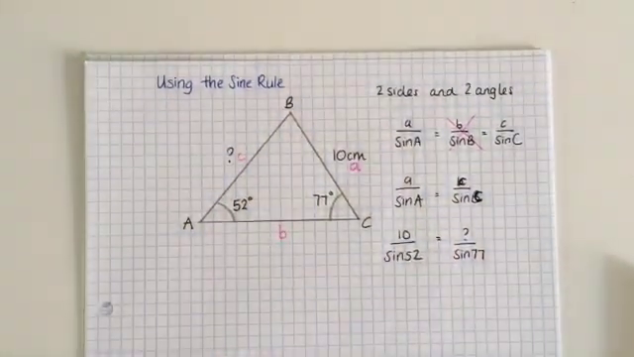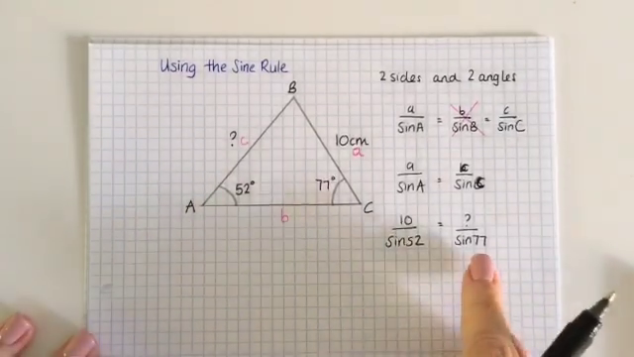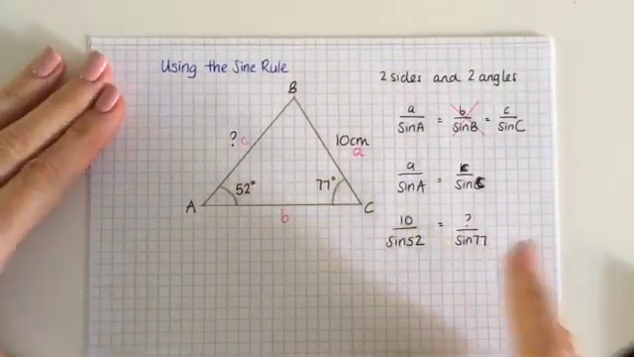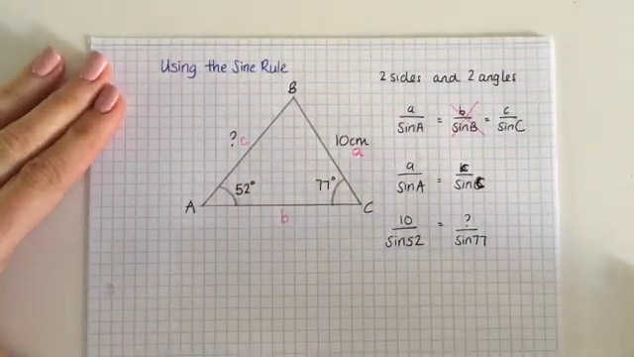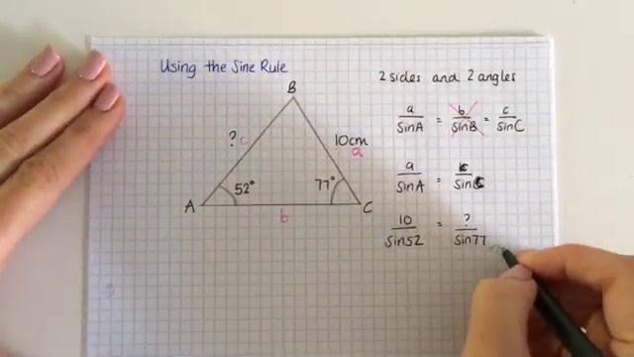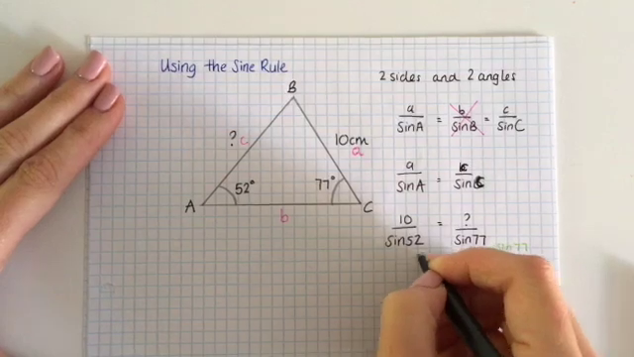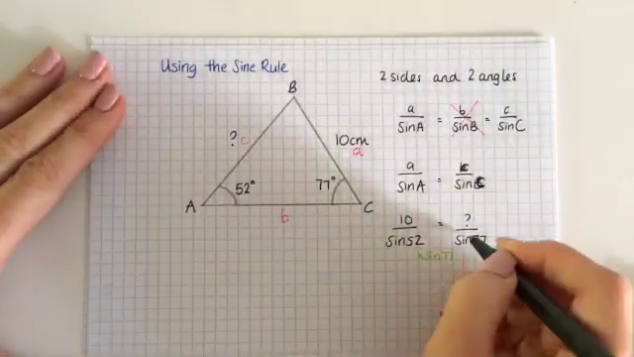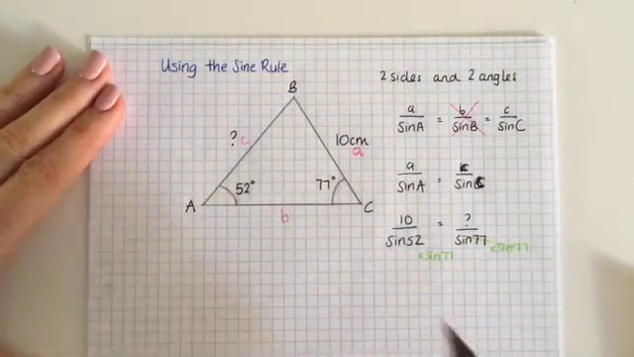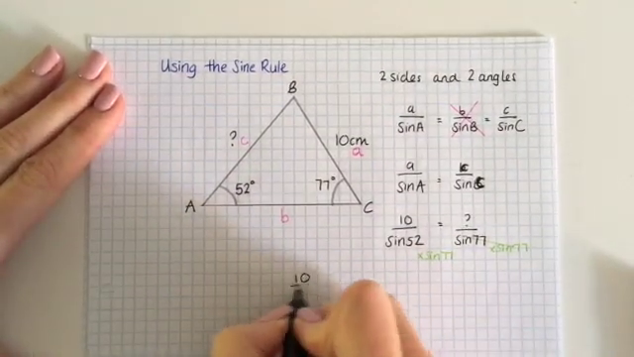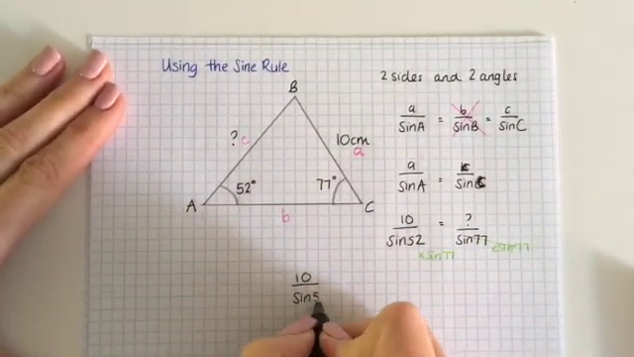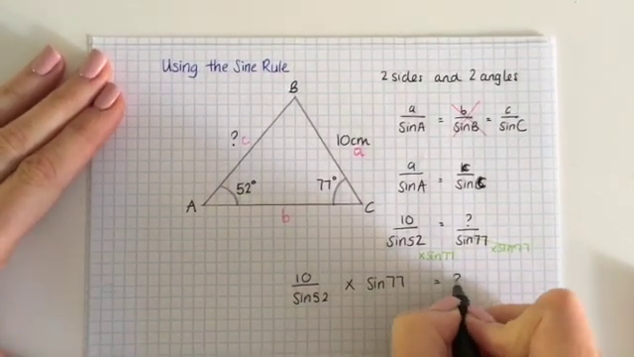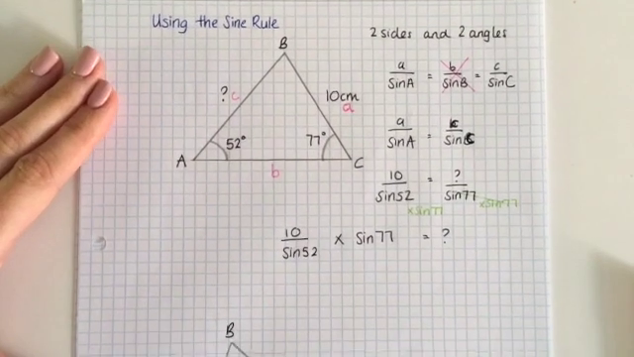So what we have to do now is get this missing side on its own, and it's really easy, because what we would do to both sides, and this is something you should already know, is multiply by sine 77, to get rid of that bit there. So what I'm left with is 10 over sine 52 multiplied by sine 77 is equal to what we're working out.